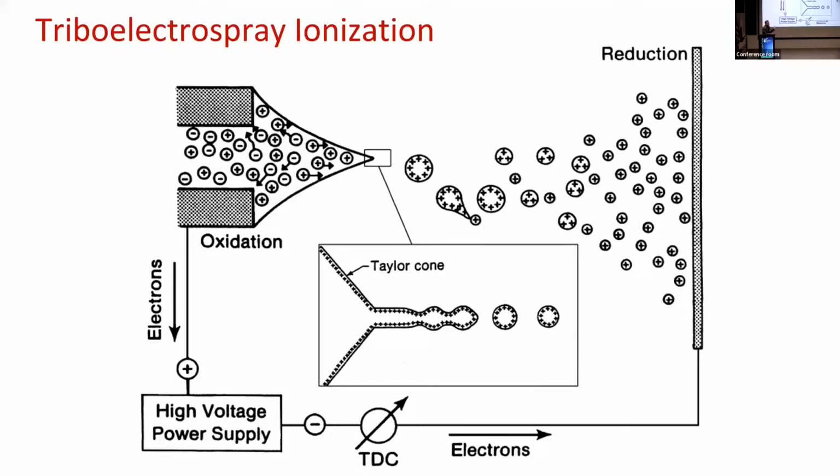But this process is called electrospray ionization, and it's a technique that is used to put molecules in the gas phase without fragmentation in a very soft way. And my lab has been very interested in improving this technique for many, many years. So I want to just show you a few slides about a technique that we call triboelectrospray ionization.